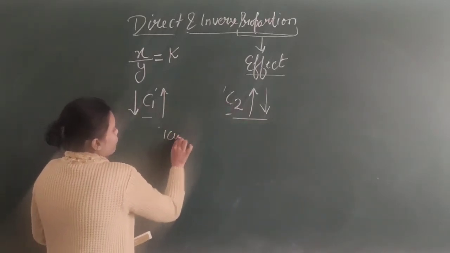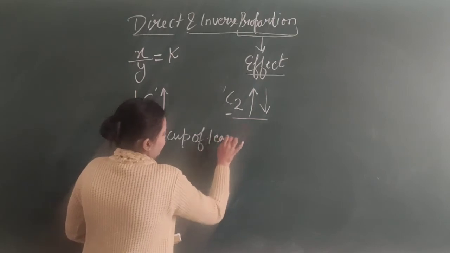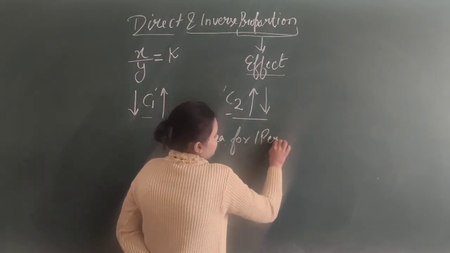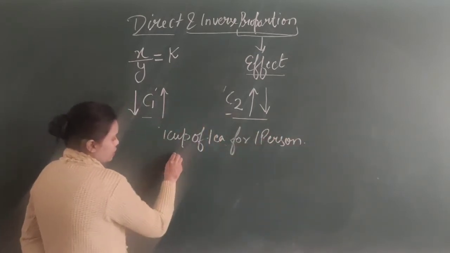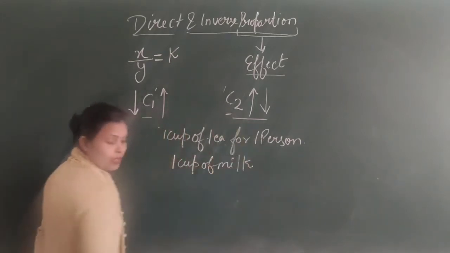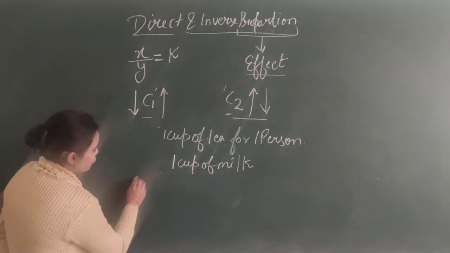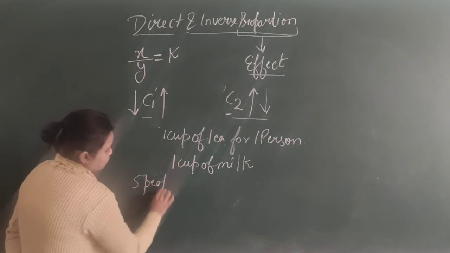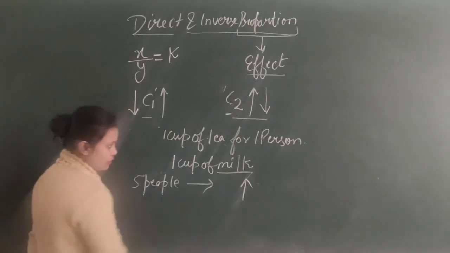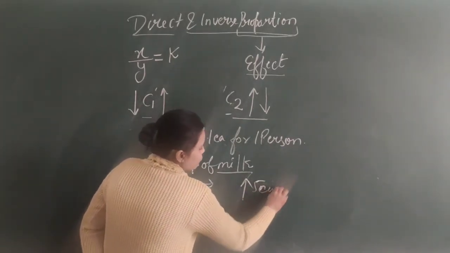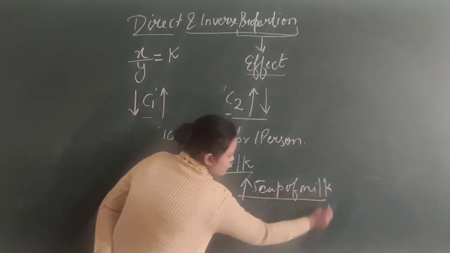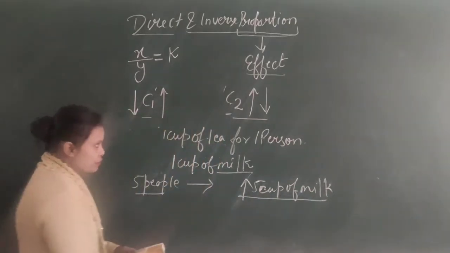Let's take another example for this. For making 1 cup of tea for 1 person, what we need? 1 cup of milk, right? But for more people, like if there are 5 people, the quantity of milk will also increase, right? That will become 5 cups of milk. So, the increase is directly proportional, right?